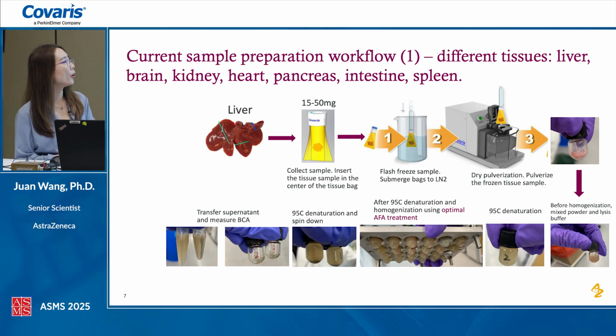Then we flash freeze the samples. So we submerge the bags into the liquid nitrogen, and we do the dry pulverization to make sure the frozen tissue becomes a powder. And because it's a 1 ml tube, we add the full 1 ml of the lysis buffer before the homogenization, and we do the 95 degree denaturation, and do the AFA treatment to make sure all the tissue has been homogenized. And we do another round of denaturation and spin them down, and we can see that basically there's no tissue left. Then we transfer the supernatant and start to measure the BCA, and then further do the global proteomics work.